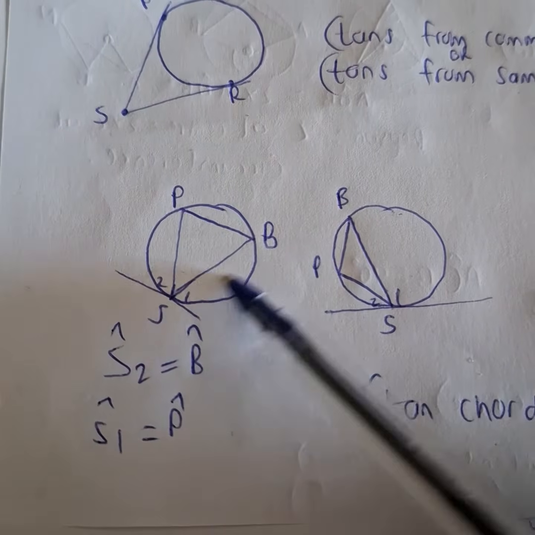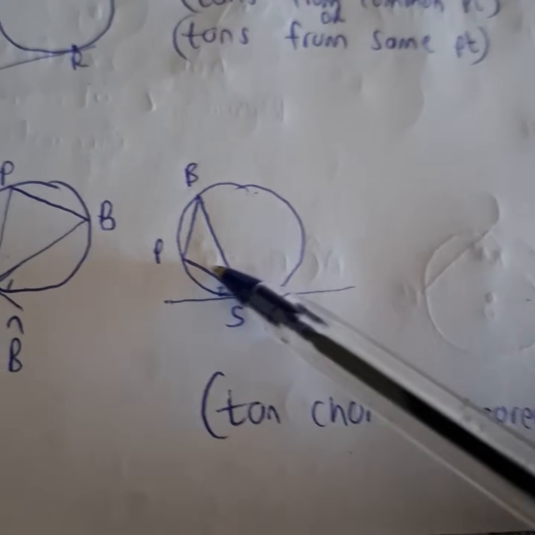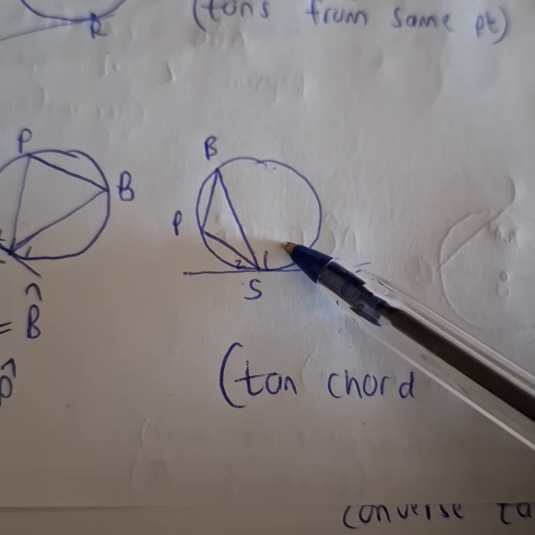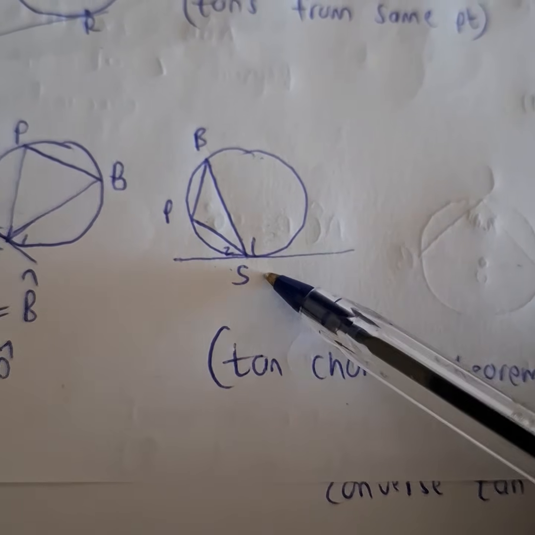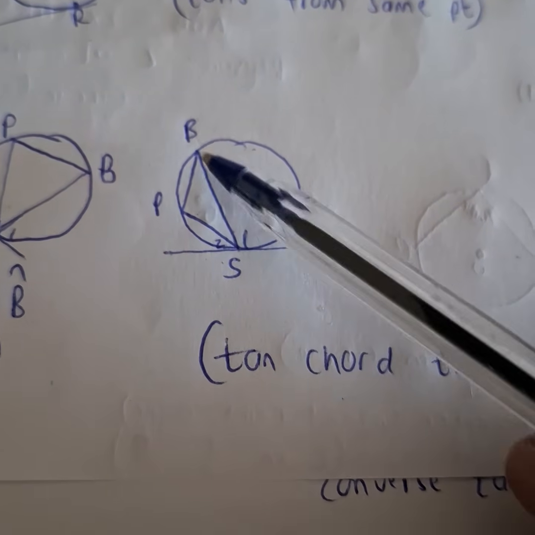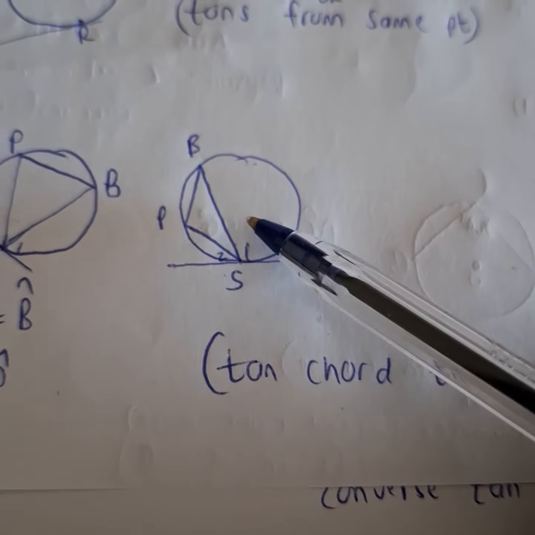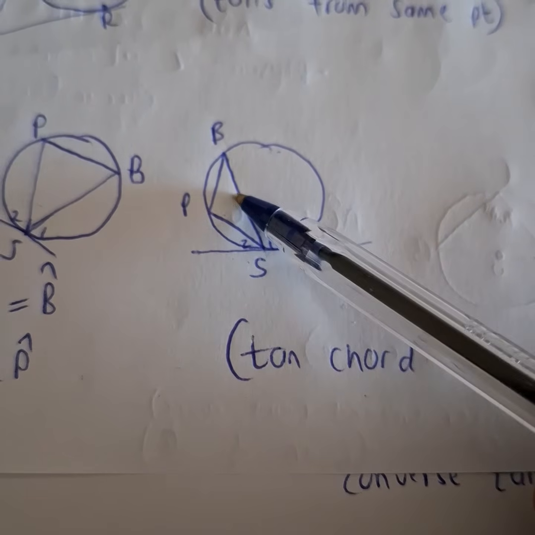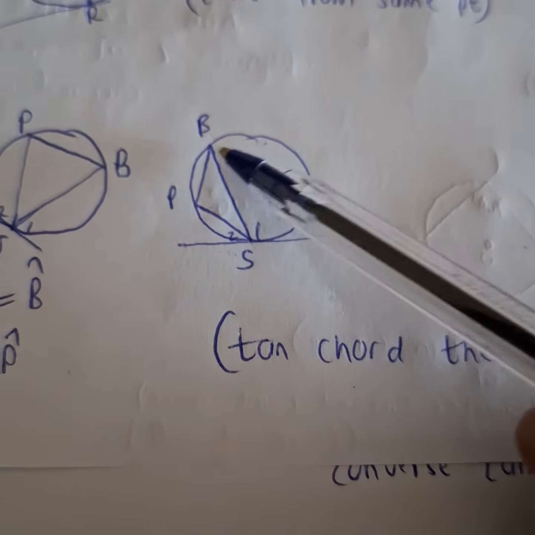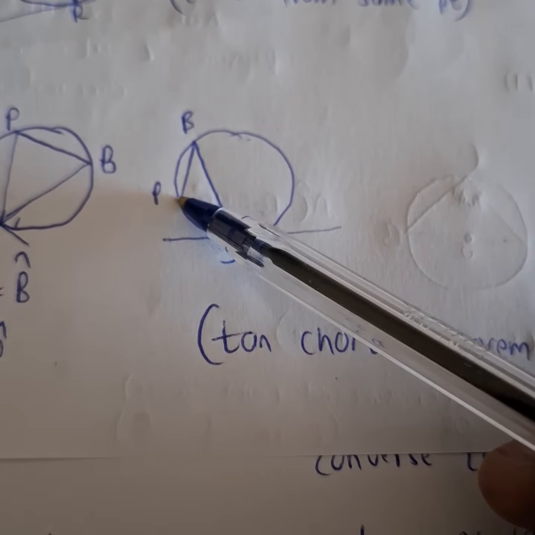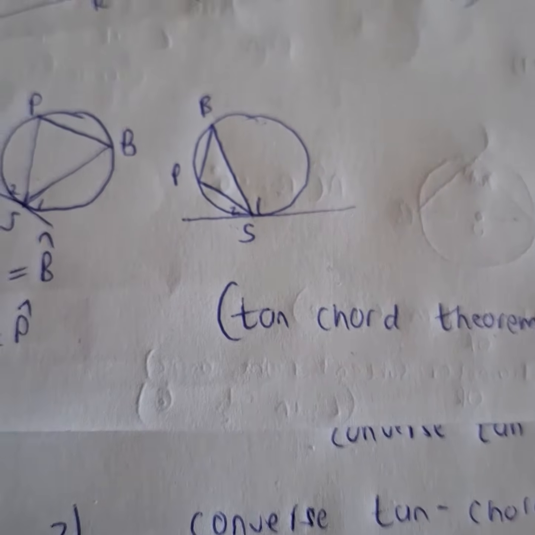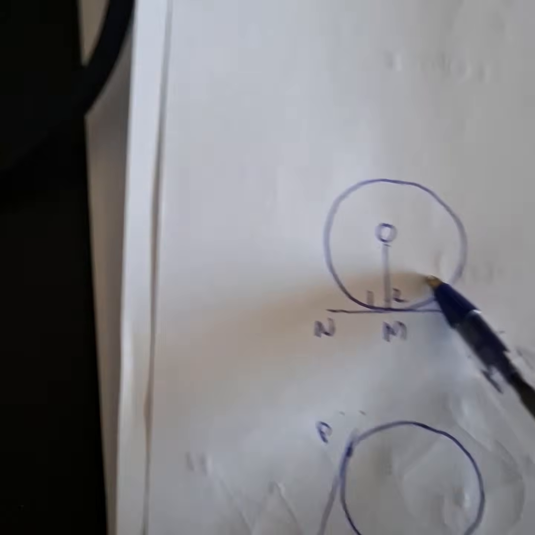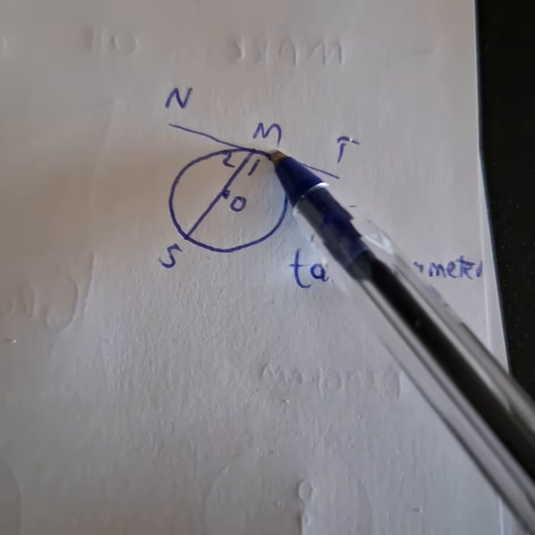Okay, that's for an acute angle triangle within our circle, and this would speak about our obtuse angle triangle in the circle. Once again, we've got a tangent and a chord, and this angle S1 would be equal to angle P because it is the angle subtended by this chord. Angle S2 would be equal to angle B because it is the angle subtended by chord PS. Tan chord theorem.